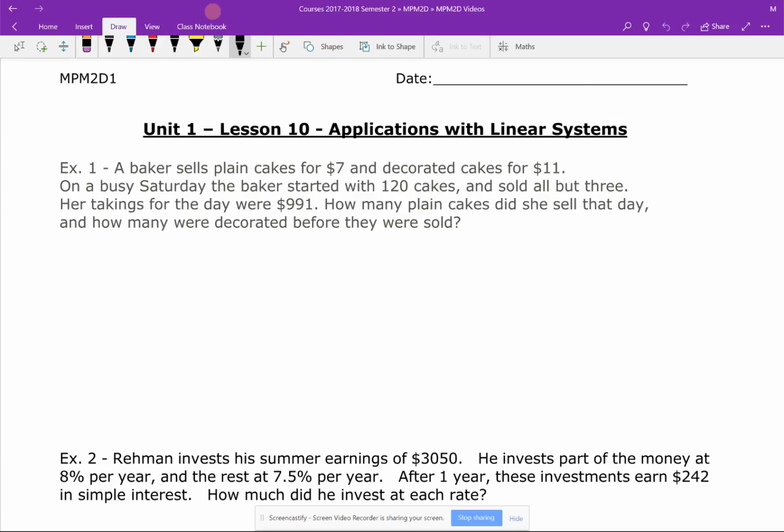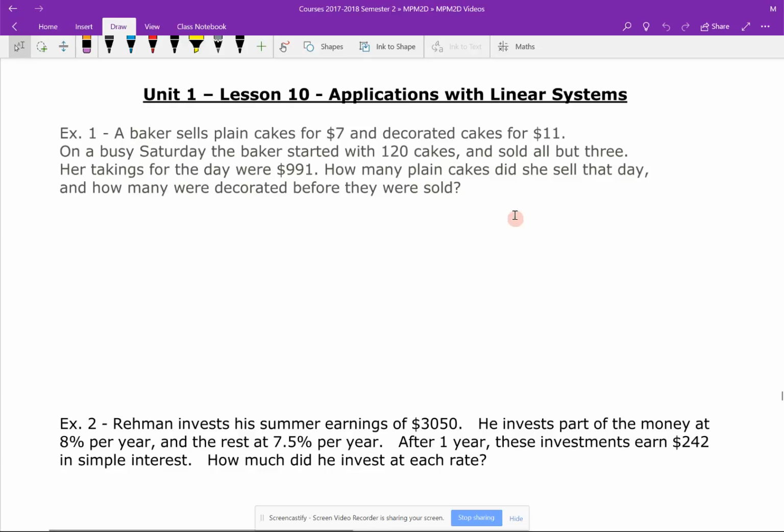Unit 1, Lesson 10, Applications with Linear Systems. Example 1. A baker sells plain cakes for $7 and decorated cakes for $11. On a busy Saturday, the baker started with 120 cakes and sold all but 3. Her takings for the day were $991. How many plain cakes did she sell that day, and how many were decorated before they were sold?